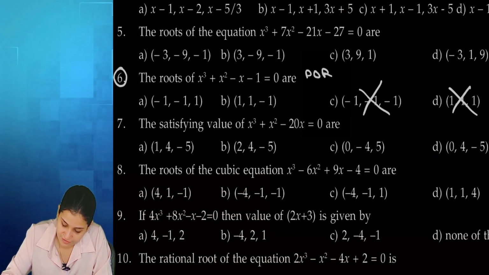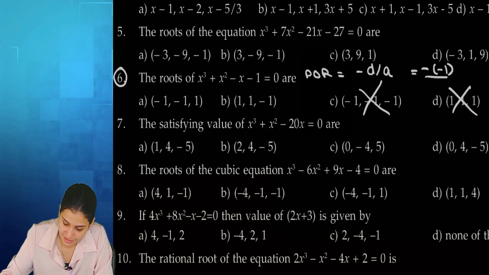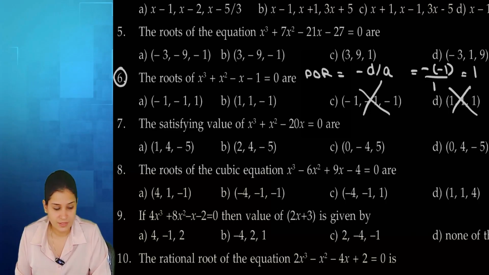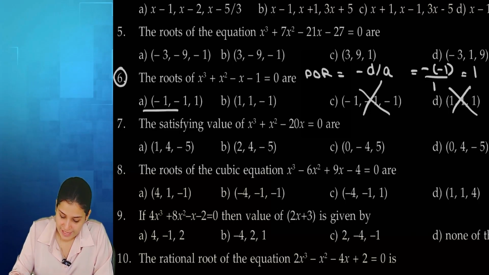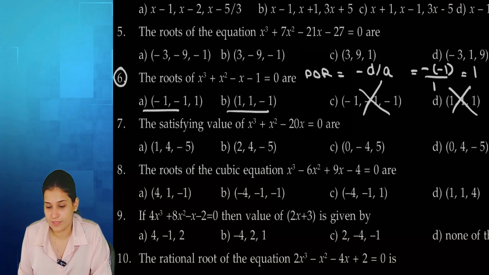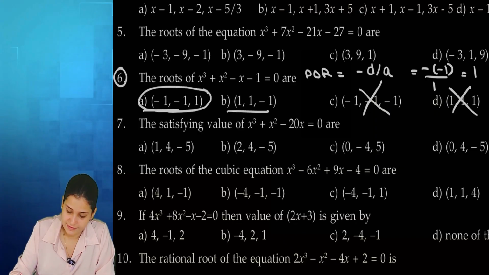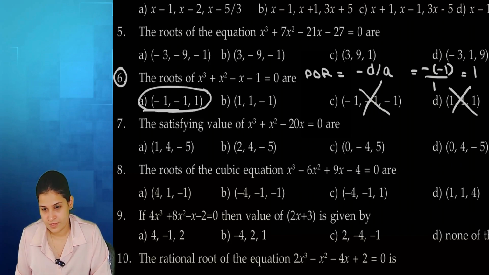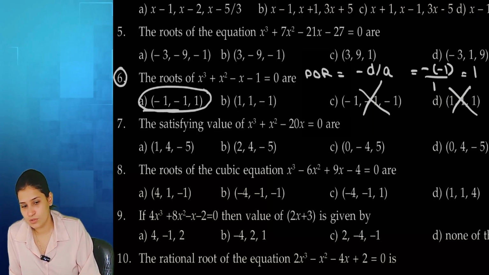So now, the product of roots alpha beta gamma was minus d by a. My d is minus 1, my a is 1. That means the product should be 1. Now A and B, which one will give you the product of the roots as 1? Option A. So option A is the correct answer. Did you understand what I'm trying to say? Everything else can be done by trial and error. Only this particular question is open. Is it understood?